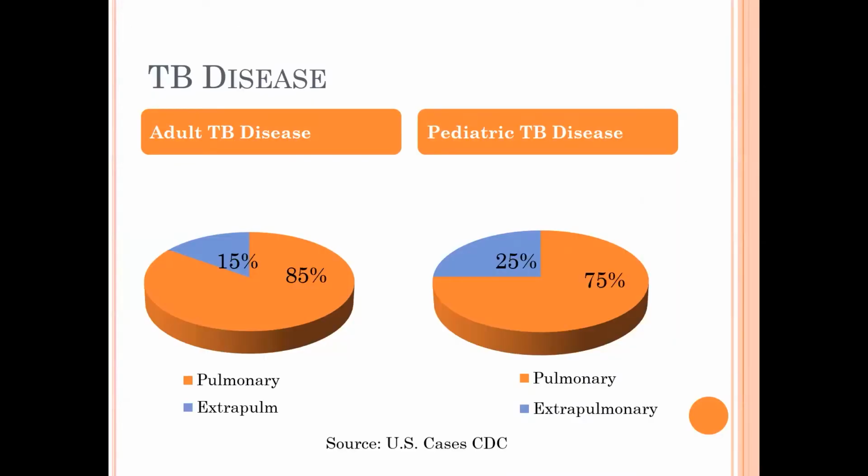I also want to look at just sort of the distribution of what types of TB we see in children compared to adults. This is some older data from the CDC showing how adults and children both have mostly pulmonary disease, whereas children have about 25% of extrapulmonary disease, and this includes lymph node disease, and in adults, it's about 15%. Now I'm going to break this down into the different forms of extrapulmonary disease that we see.